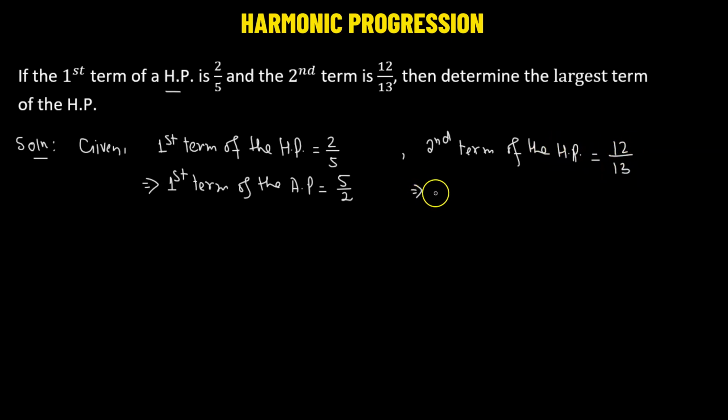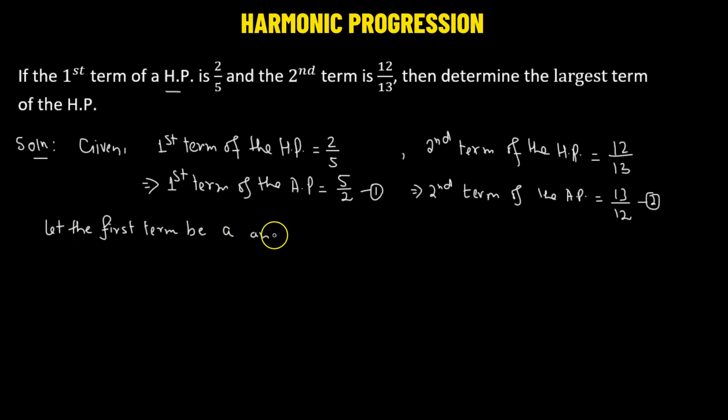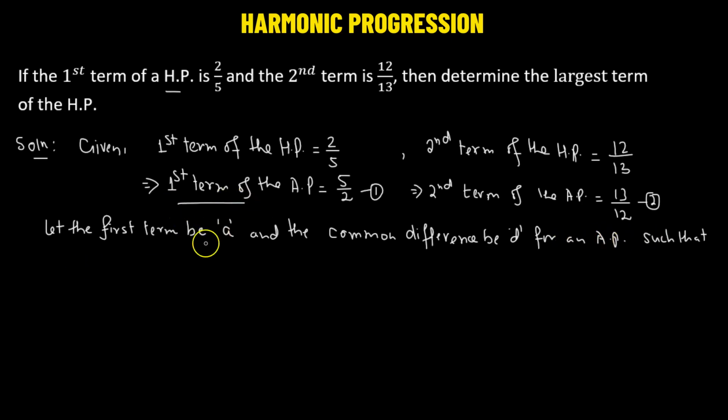So that means the second term of the corresponding arithmetic progression, all we have to do is take the reciprocal. So that's going to be 13 over 12. Let's label this as number 1 and this is number 2. Now, we'll consider an arithmetic progression. Let the first term be A and the common difference be D, such that the first term A has a value 5 over 2. Now we need to find the common difference D.